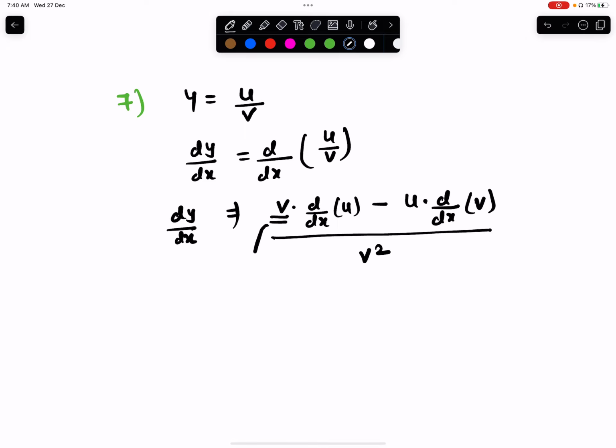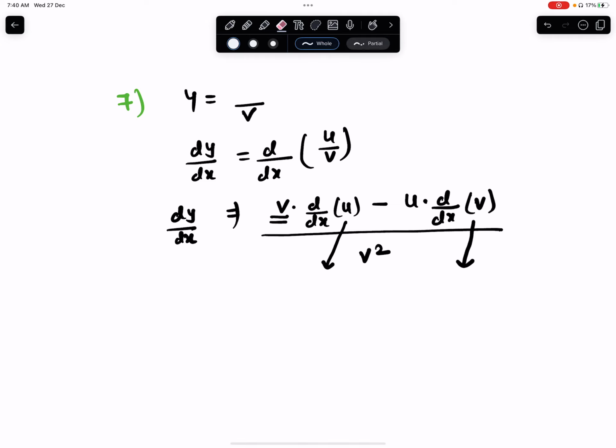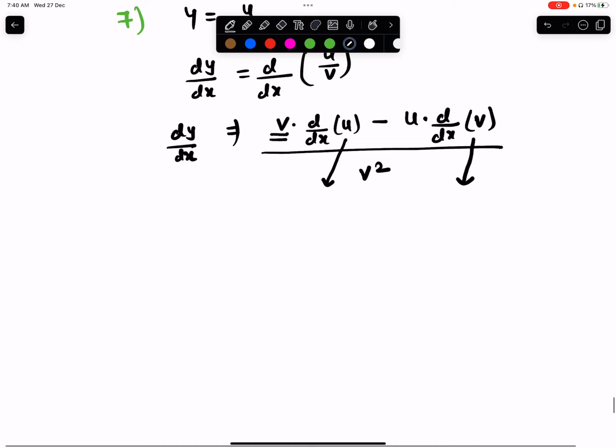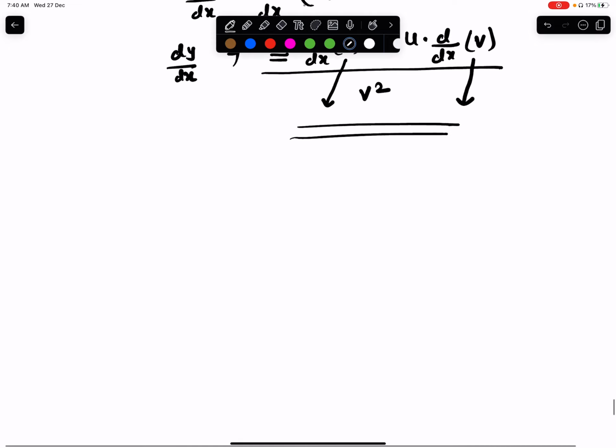Usually in this question we get confused about where to put v and where to put u. First we take the derivative of u, the numerator, as it is above, and then we take the derivative of v. Remember that, it's confusing but we have to remember it. So this is the property of the quotient rule.